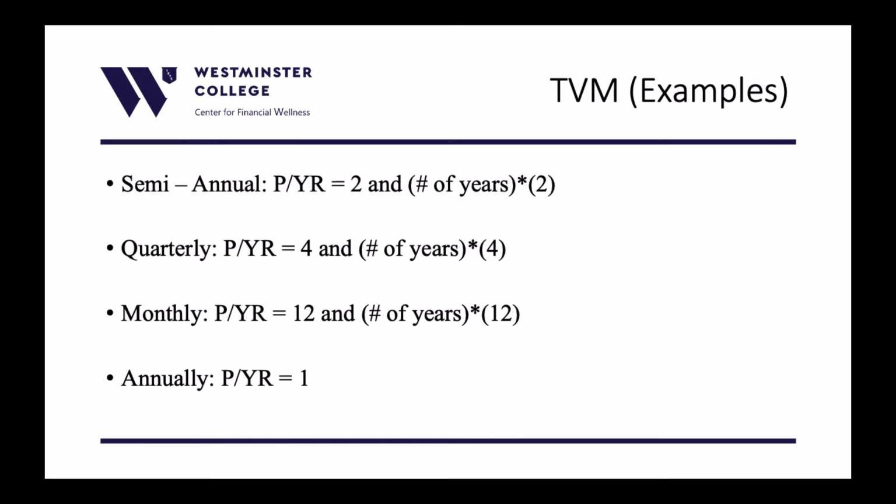These are also important to consider when thinking about time value of money. These are the interest compounding cycles. So for semi-annual interest, you want to set your PYR to 2 and multiply your number of years by 2. Same process for quarterly and monthly. You're going to set your PYR to 4 for quarterly and multiply your number of years by 4. For monthly, set your periods per year to 12 and multiply your number of years by 12. For annual interest, you can leave your PYR at 1 and you don't have to change your number of years.